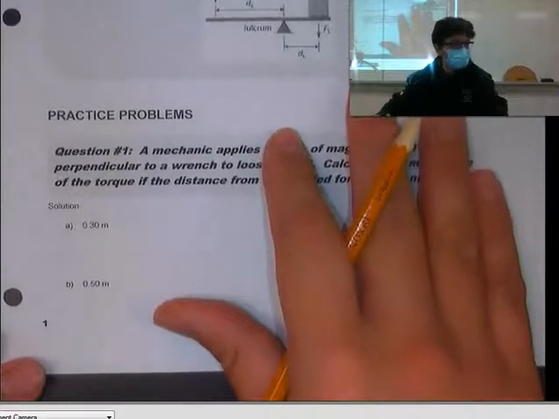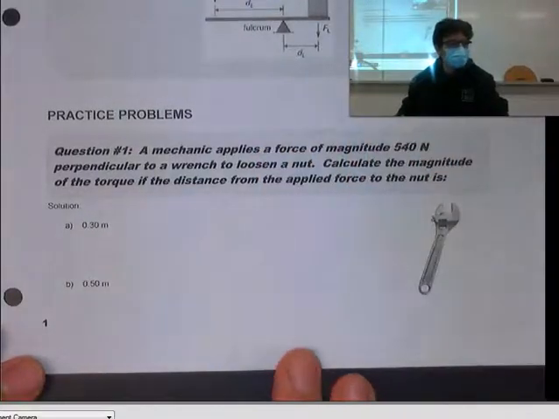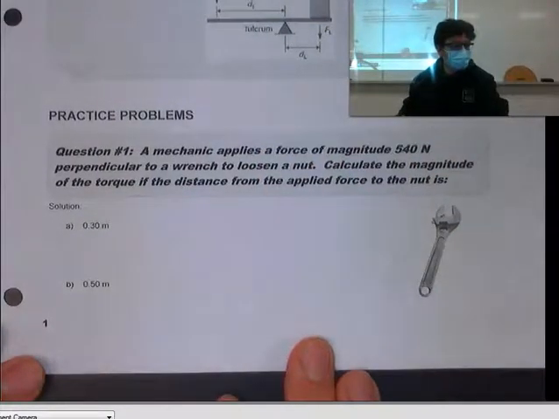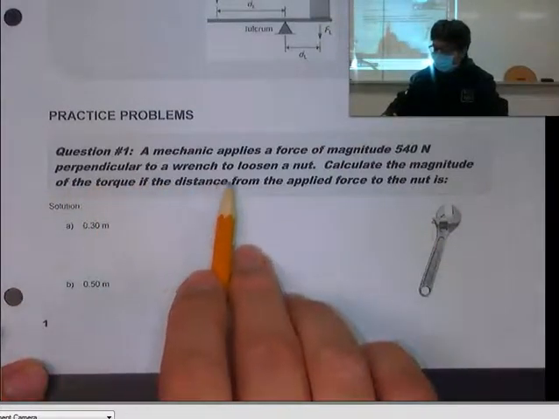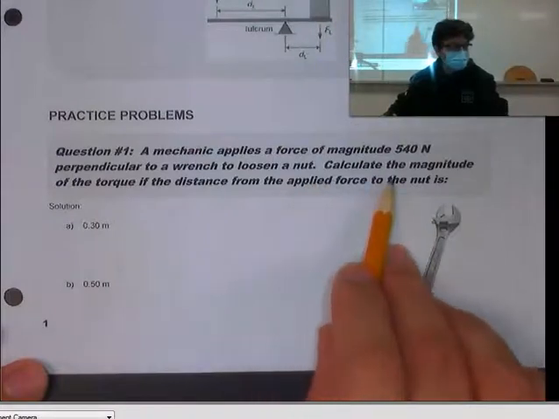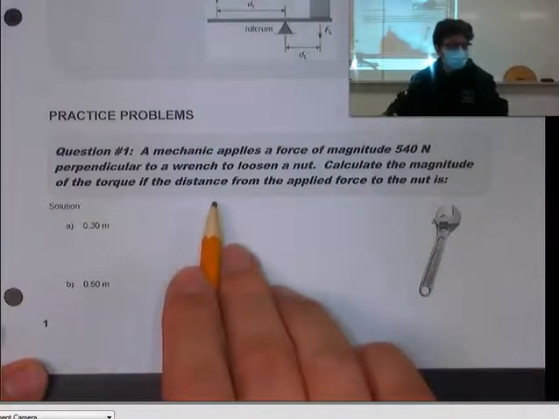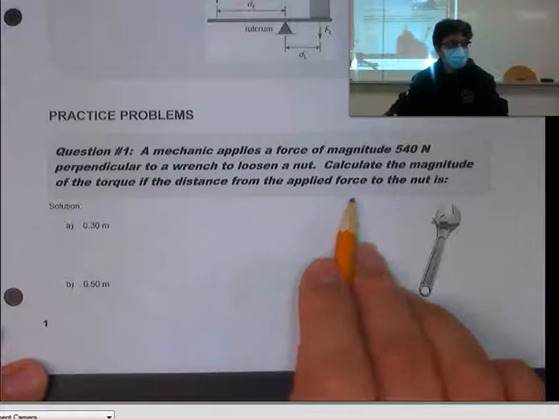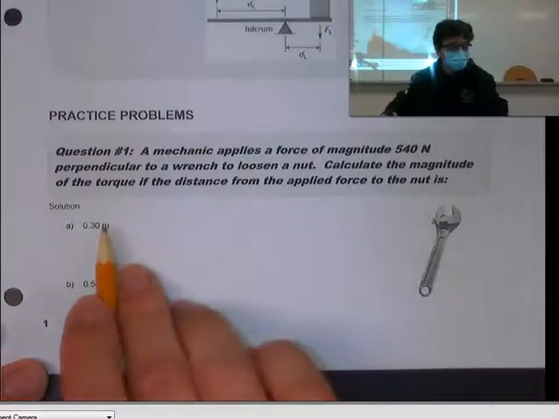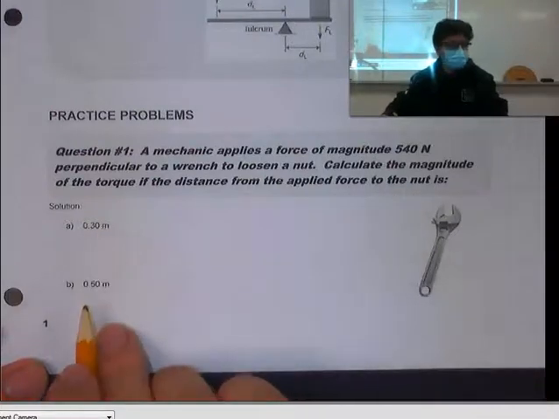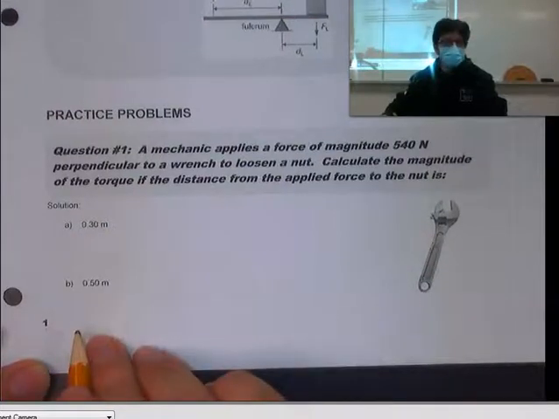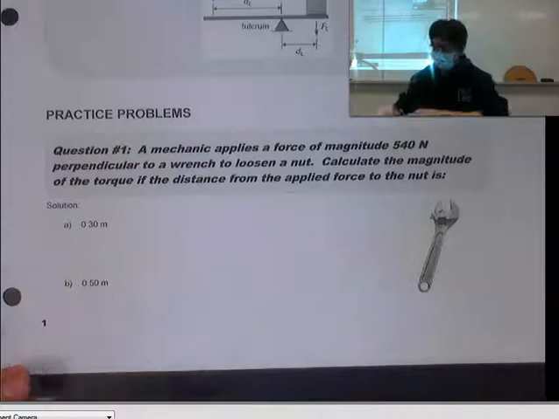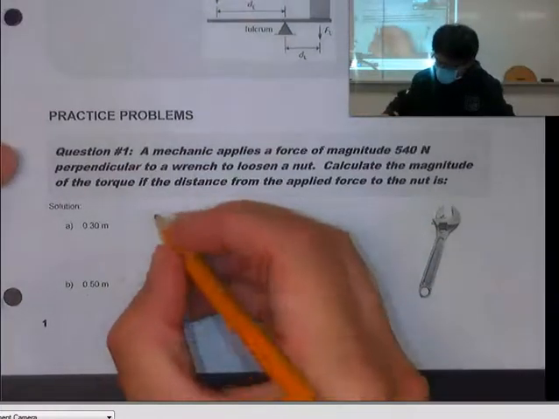All right, so question 1. A mechanic applies a force of magnitude 540 newtons perpendicular to a wrench to loosen a nut. Calculate the magnitude of the torque if the distance from the applied force to the nut is 30 centimeters and 50 centimeters. So with the same force, using different distances, how does that change the torque? Let's try with the first one.